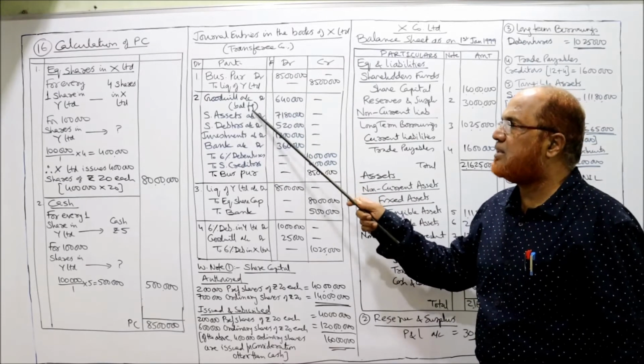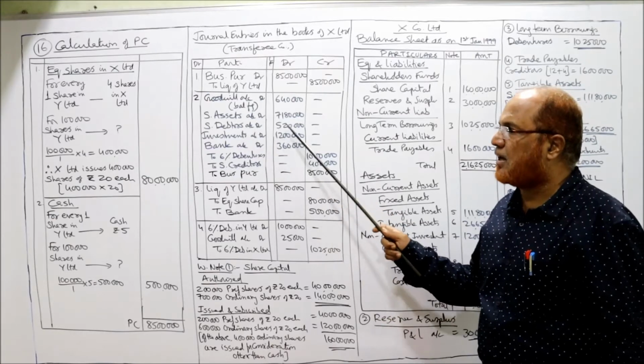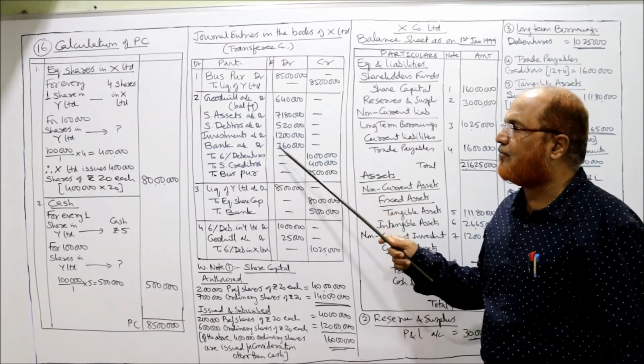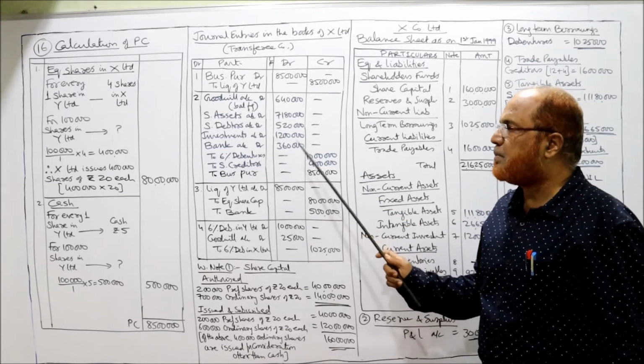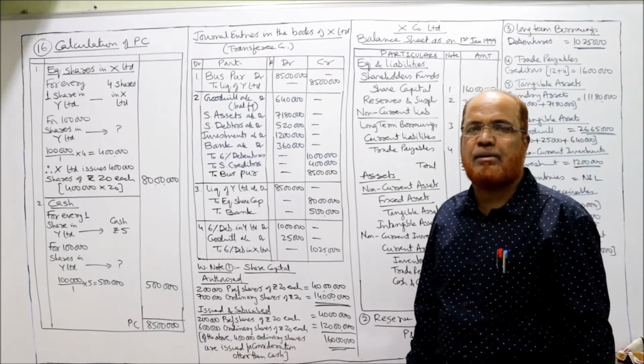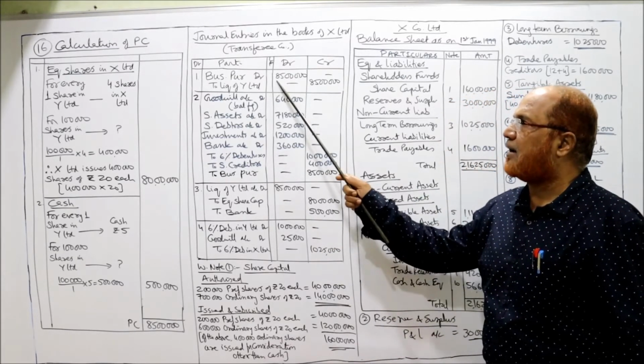Till that time only balancing figure, leave it blank. Sundry assets account debit: sundry debtors, investments, bank account. These are the assets taken over from Y. To 6% debenture 10 lakh, sundry creditors 4 lakh. Only two outside liabilities are there in Y Limited. To business purchase 85 lakh.